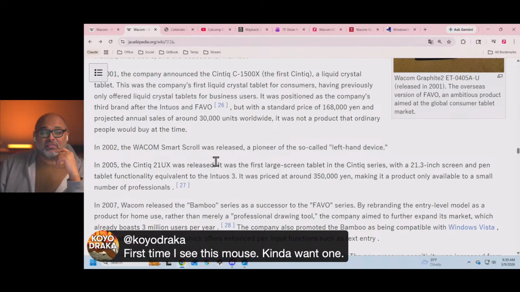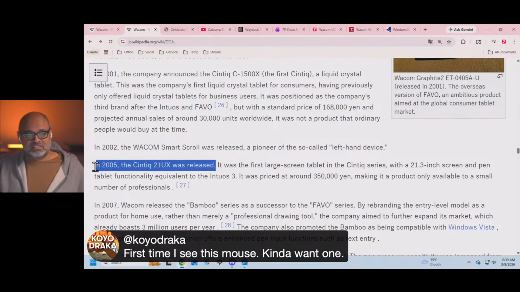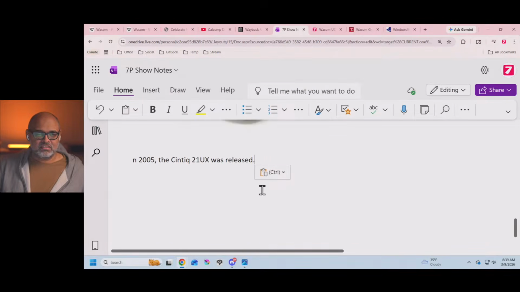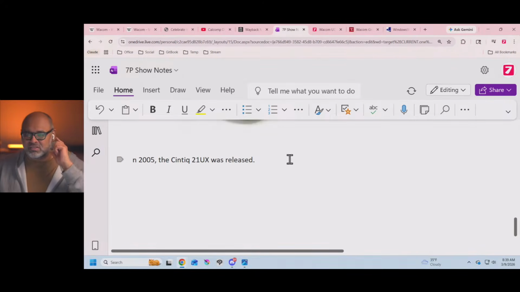Okay, 2005. Okay, I got this one. I told you guys my story about this one, how disappointed I was. I spent $2,500 on this device. I bought it in 2007, and within a couple of hours, I decided never to use it again, because it was just too much for me.